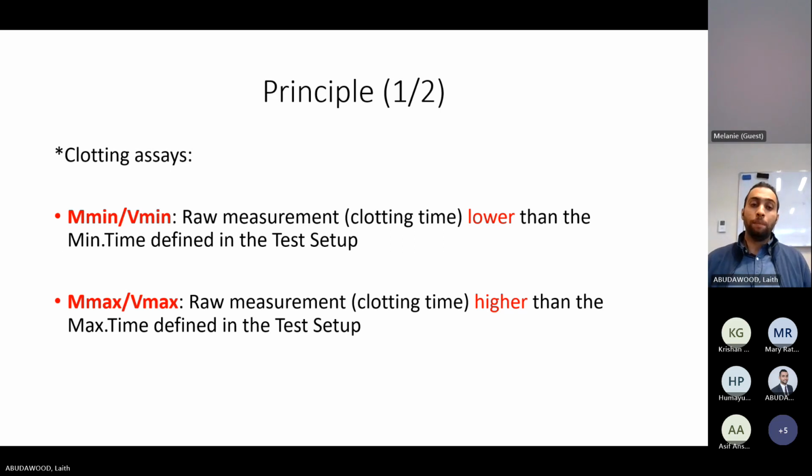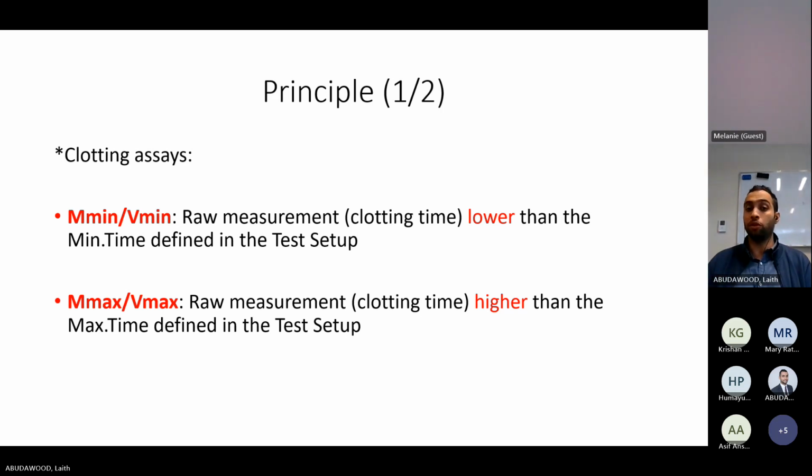Now, MMin or VMin are exactly the same thing. MMax or VMax are exactly the same thing. Some older software versions still use VMax or VMin. It doesn't matter, just know that they are exactly the same thing. The name doesn't mean a single thing. Now, when I say MMin, this means your raw measurement is lower than a certain cutoff, which I'll explain in a second. When I say MMax, it means your raw measurement, seconds or optical density, is higher than a certain cutoff.